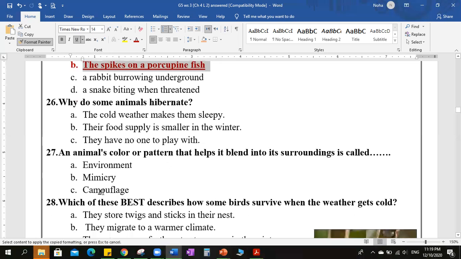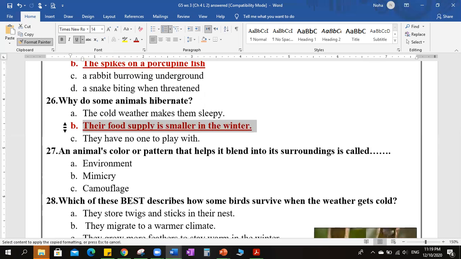Number 26, why do some animals hibernate? The cold weather makes them sleepy, their food supply is smaller in the winter, they have no one to play with. Obviously, it's B, their food supply is smaller in the winter, and that's why most of the animals tend to hibernate to save energy.